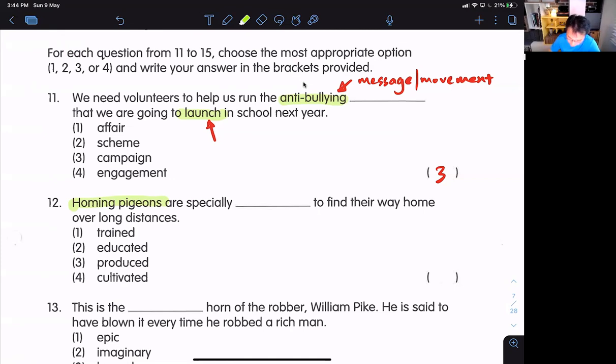So the answer is trained. Now, why is it trained? Because animals are trained, right? Humans are educated, right? And then, of course, they are not produced, nor are they cultivated, because what they are being taught is a special skill. So it's not produced and it's not cultivated, it's trained into them, right? Okay, let me just remove this highlight. So the answer is trained.